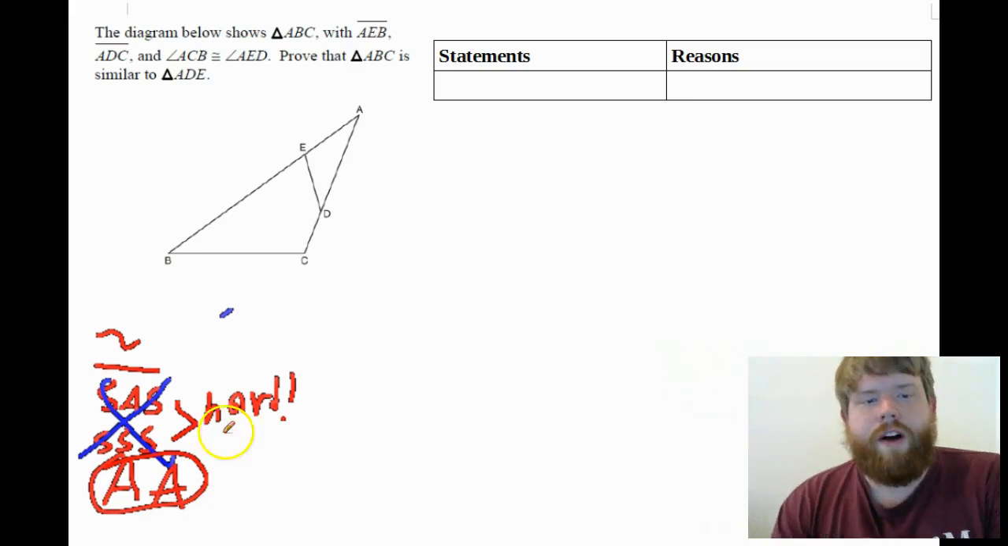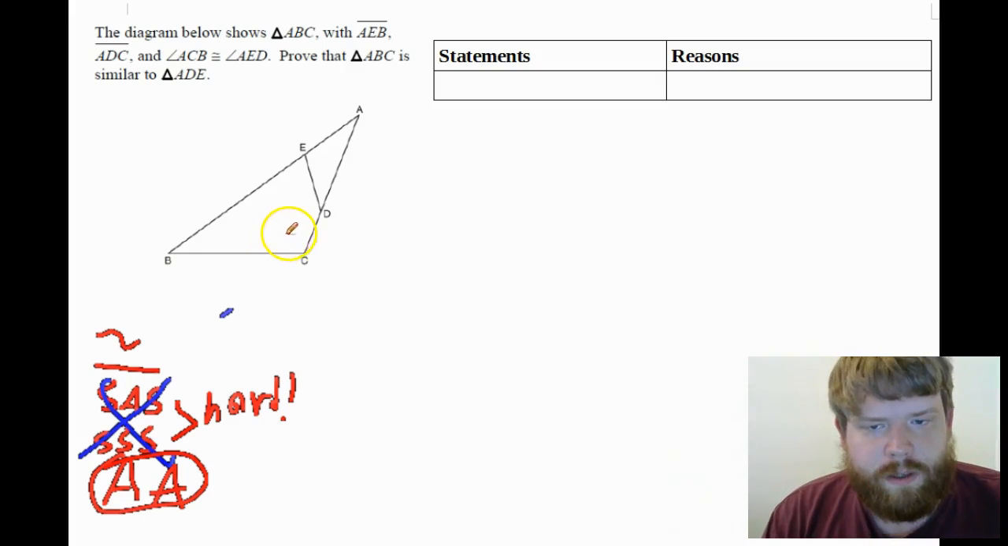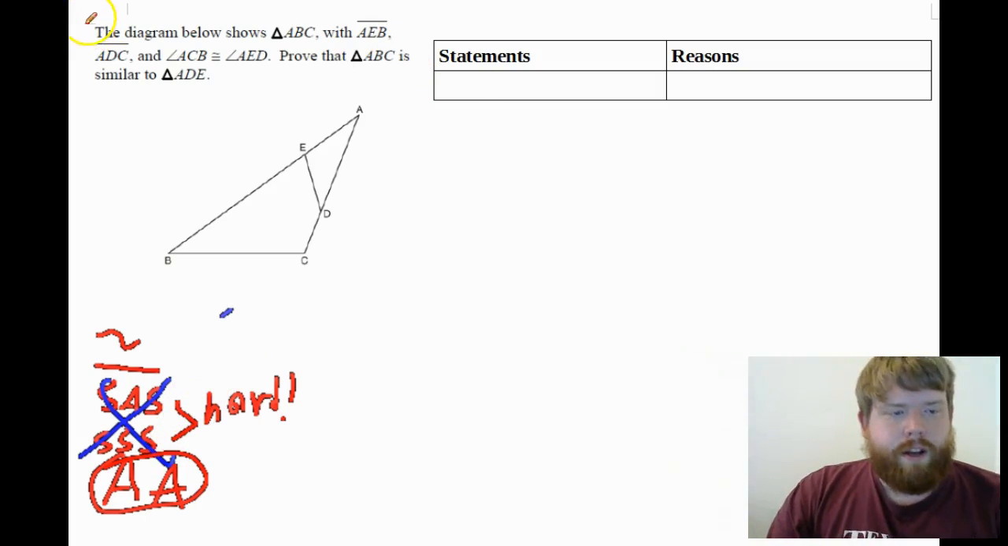As long as you can find 2 pairs of angles between 2 triangles that are congruent to each other, you are set. You are done. You are out of there. So, let's take a look at how that works.